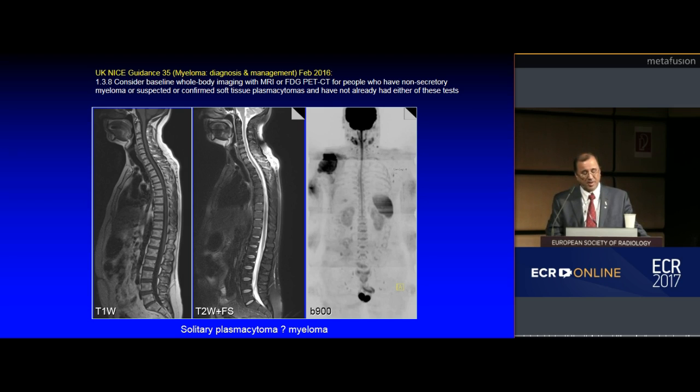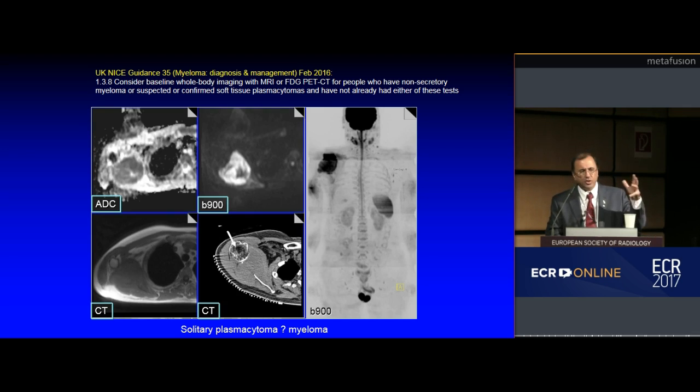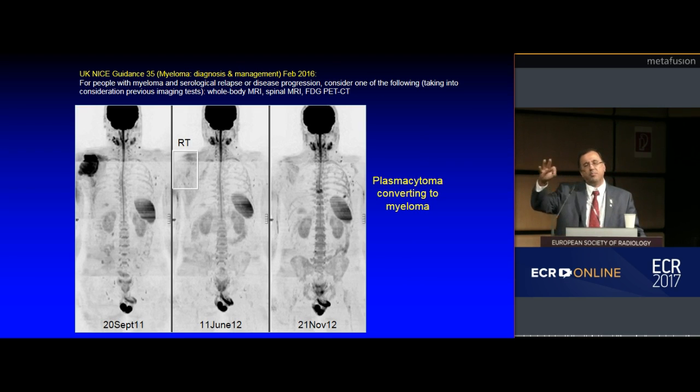So that is a solitary plasmacytoma. You can use that image to do radiotherapy or surgery or biopsy in this particular instance. Then, in multiple myeloma, when the markers start to go back up again, you can re-image and show that this particular patient has converted into multiple myeloma. So you can see multiple lesions in the bone marrow that were not there previously. This is how you can use this technique.